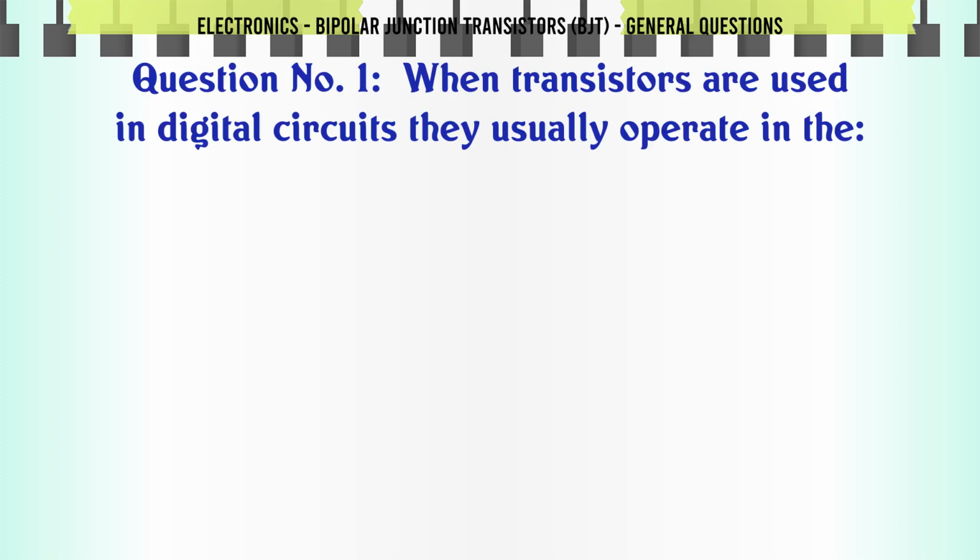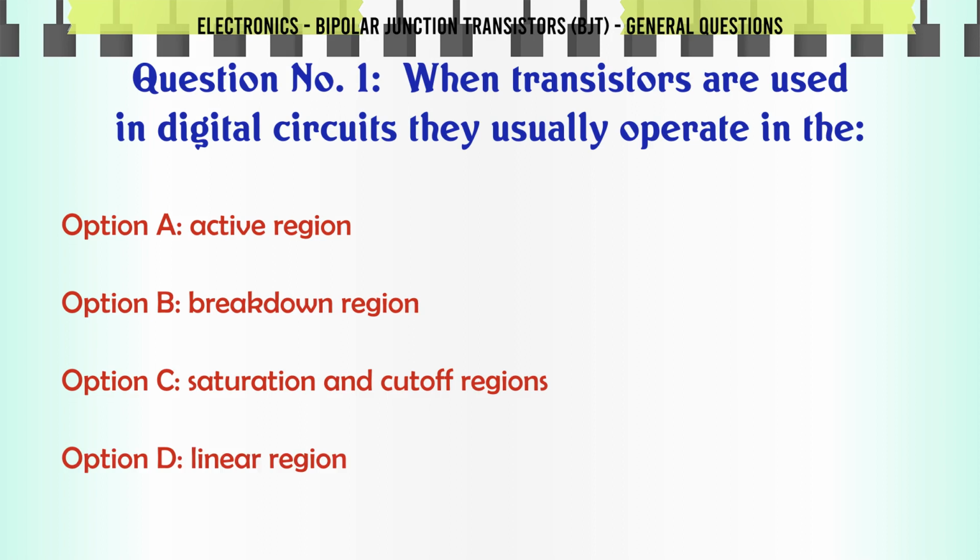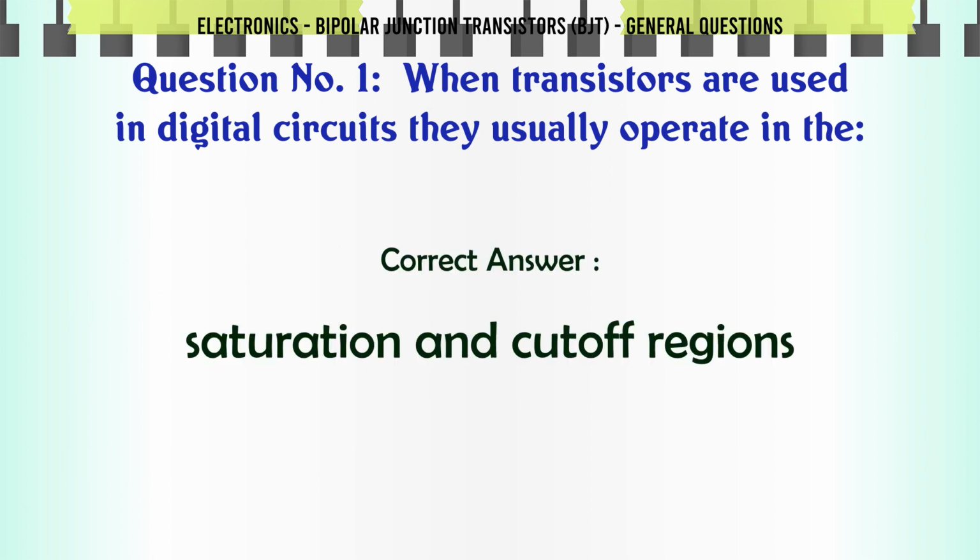When transistors are used in digital circuits, they usually operate in the A. active region, B. breakdown region, C. saturation and cutoff regions, D. linear region. The correct answer is saturation and cutoff regions.